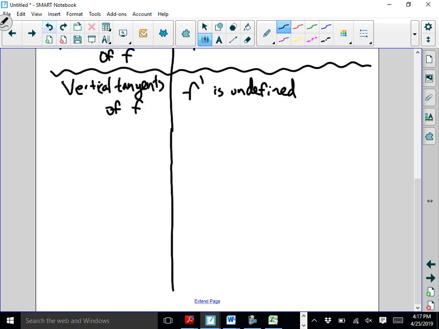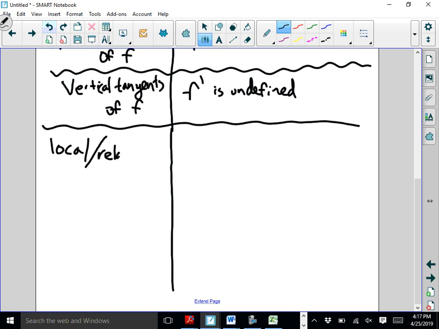Local. Another word they use for local is relative. They mean the same thing. Local or relative max of F. F will have a local or relative max when F prime, right, it'll be at critical points, and it's where F prime switches from positive to negative, because F is switching from increasing, right, F prime greater than 0, to decreasing.